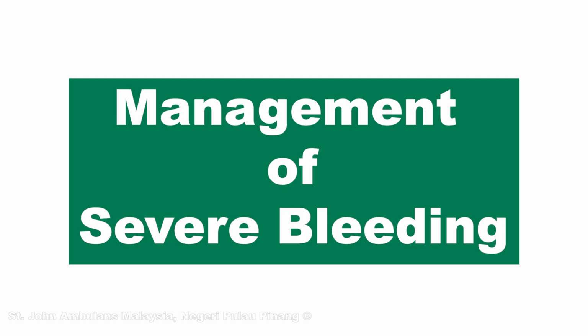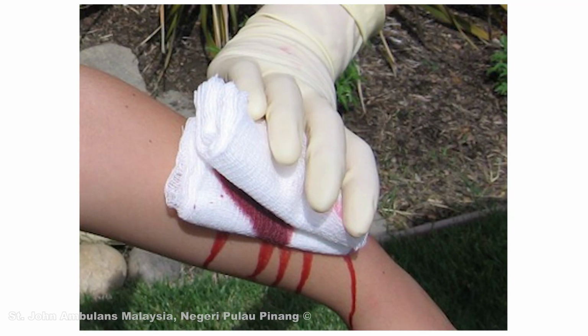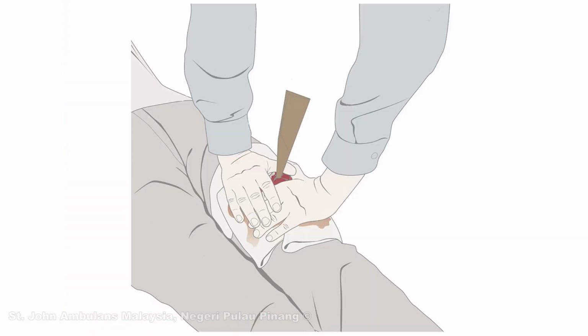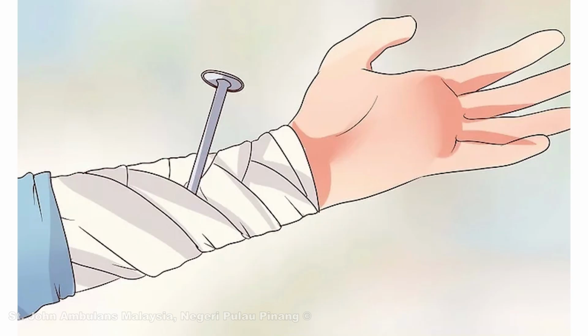Management of severe bleeding. The most important, firstly, is to control bleeding. Apply direct pressure over the wound with your fingers using a sterile dressing or clean non-fluffy pad. If you do not have a dressing, ask the casualty to apply direct pressure himself. If there is an object in the wound, apply pressure on either side of the object and raise the area above the level of the casualty's heart.